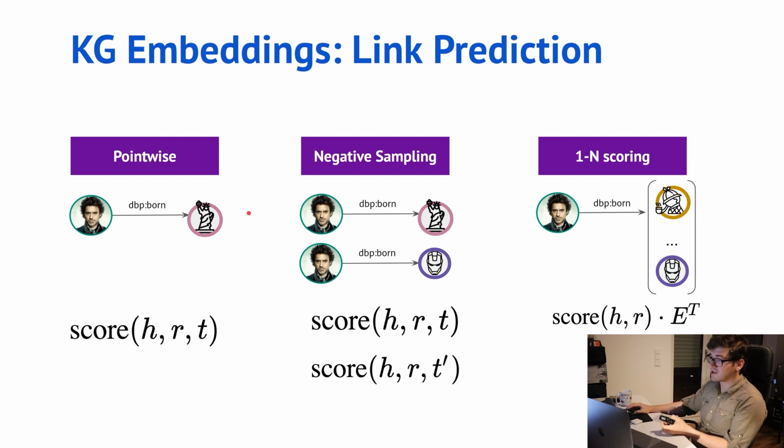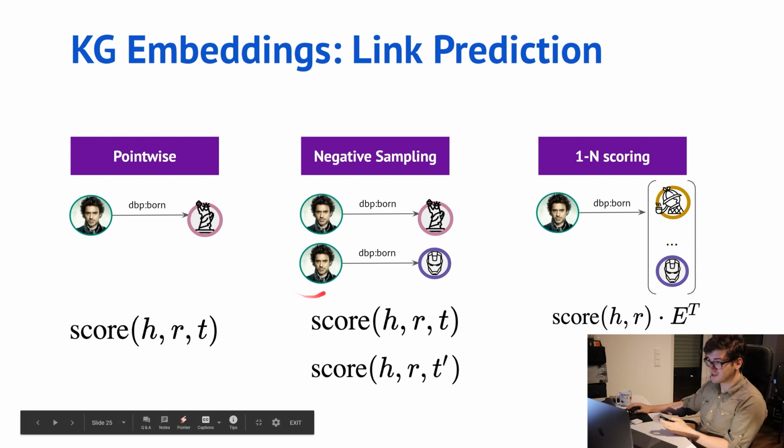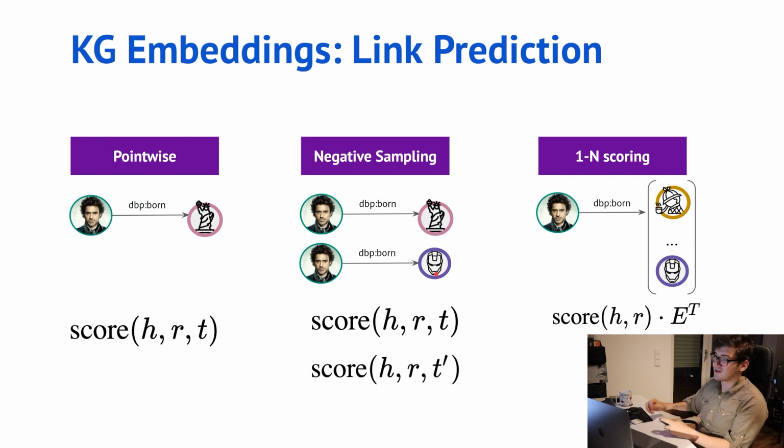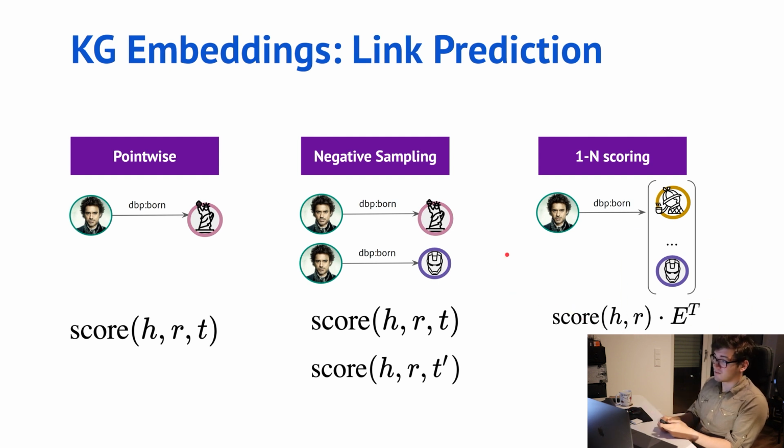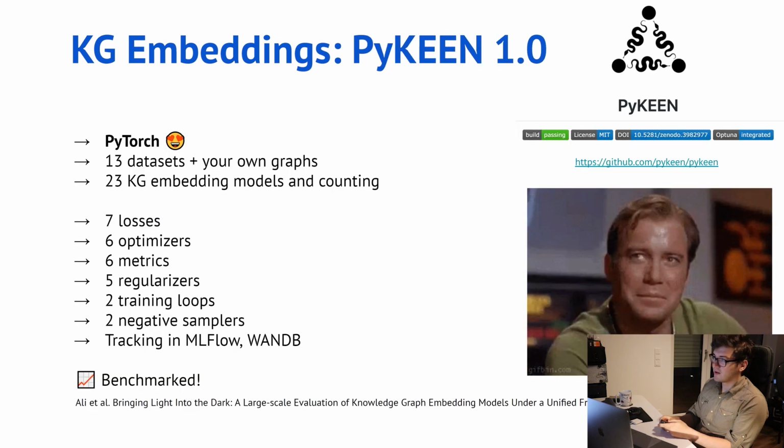For negative sampling, we would like to teach the model to score a correct triple higher than an incorrect triple. So for instance, RDJ born in Ironman, that's definitely a false fact. We would like to have a lower probability score. And in one-to-many scoring, you score the pair of subject and relation against all existing objects, like the transposed matrix of entities. And your negative samples are essentially all the other entities in the graph.